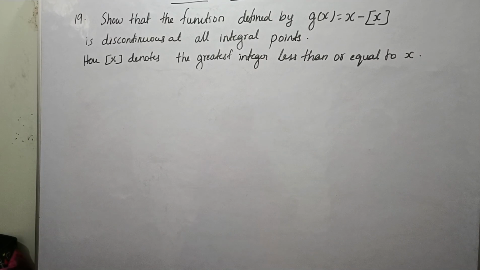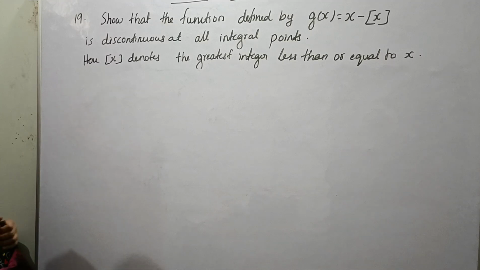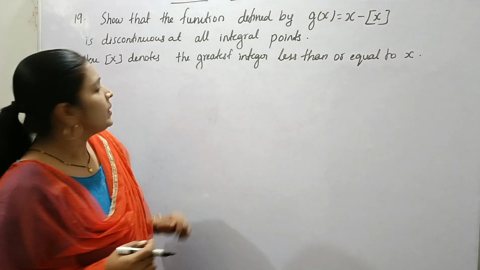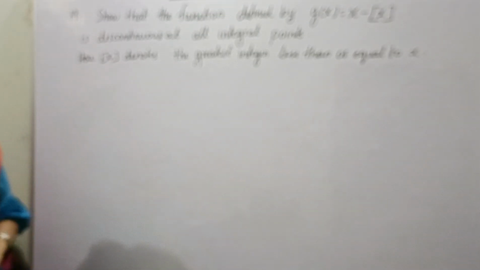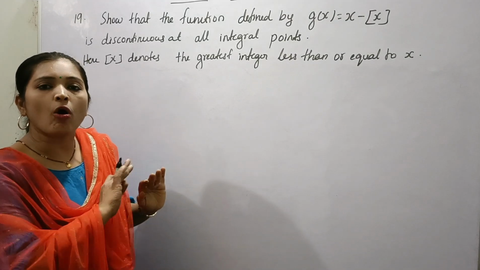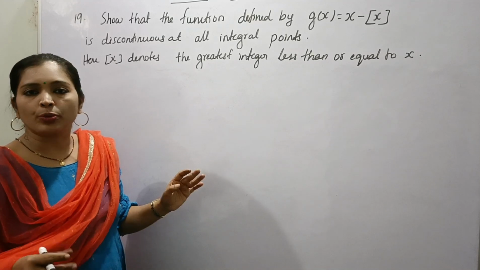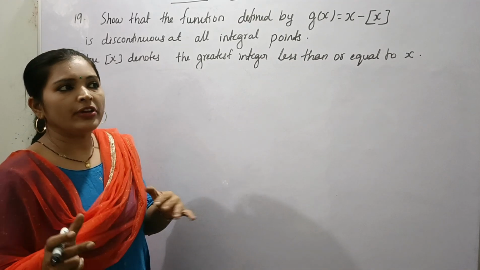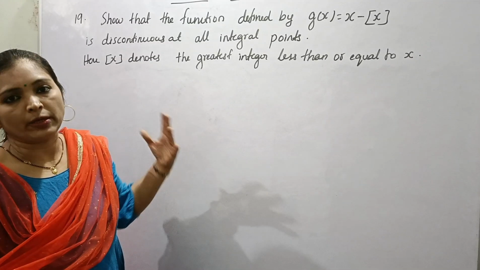Show that the function defined by g of x equals x minus the greatest integer of x is discontinuous at all integral points. Here the bracket denotes the greatest integer less than or equal to x. So we have to prove this given function is discontinuous at all integral points. If you take any integer, it should be discontinuous. For that, we have to prove that the left hand limit and right hand limit are not equal to 0 at that point.